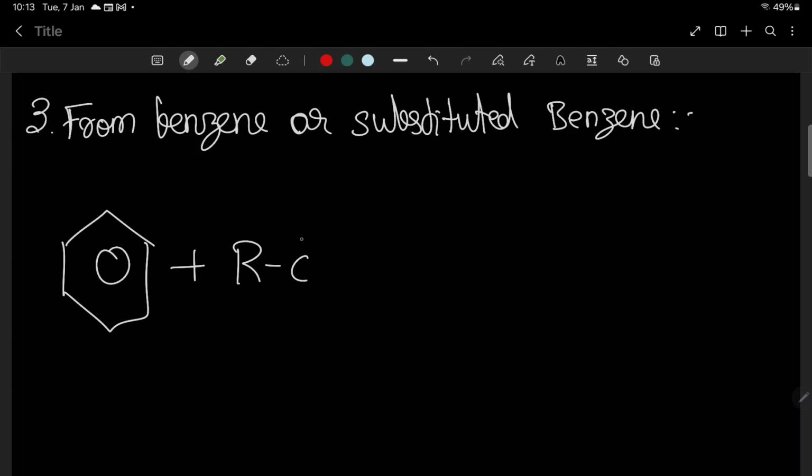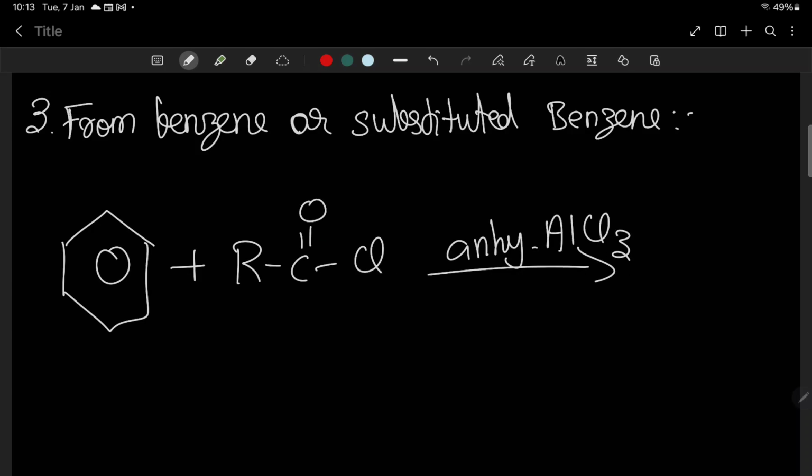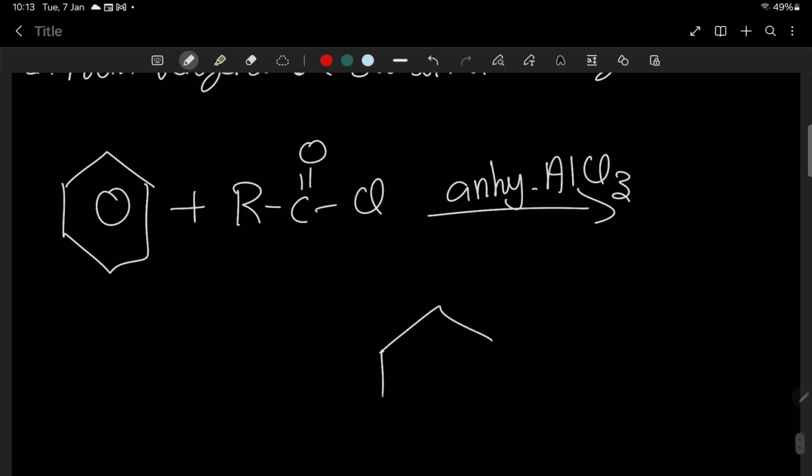Into this we add R C double bond O Cl in the presence of anhydrous AlCl3. What happens? Friedel-Crafts acylation happens. That's what is going to happen. We get C double bond O R. This is the reaction. Very simple.